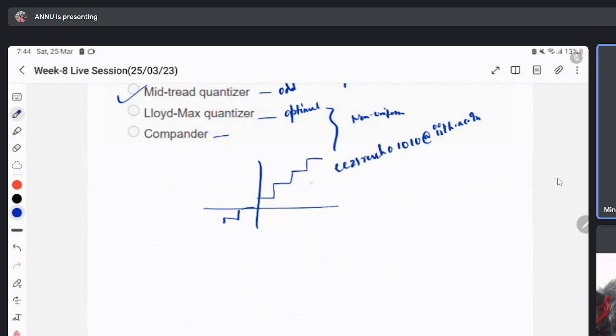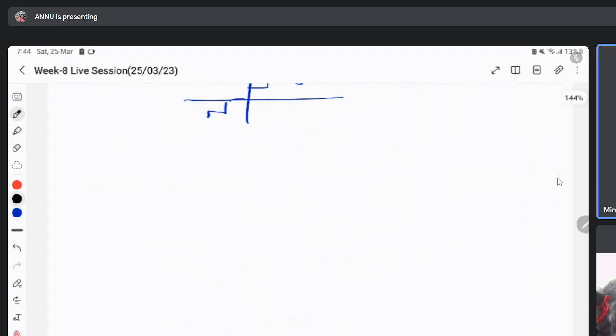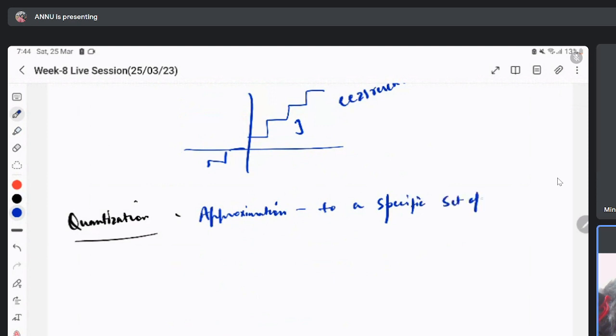Where we don't want too much refinement, there we go for non-uniform quantization, where we don't even want the same rate of quantization for everything. So quantization is nothing but an approximation, because we have to estimate a specific set of values so that we can easily encode it.